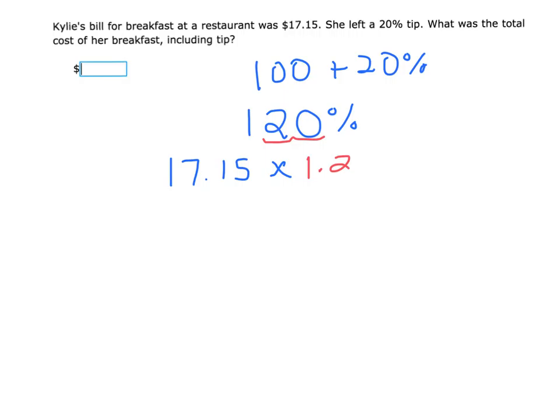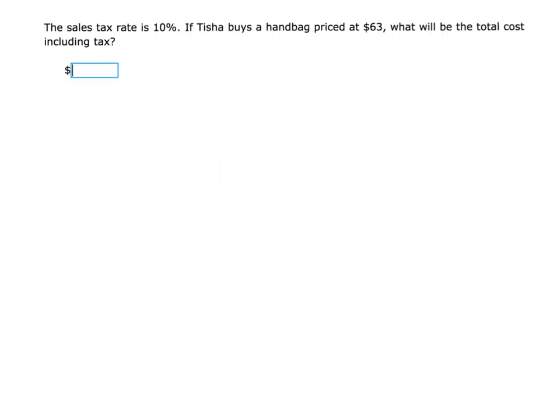What do you think a good estimate among the choices there in Edpuzzle? What's the best estimate for the total cost here? And it turns out the actual amount, not an estimate, is $20.58 when I perform this calculation right here.